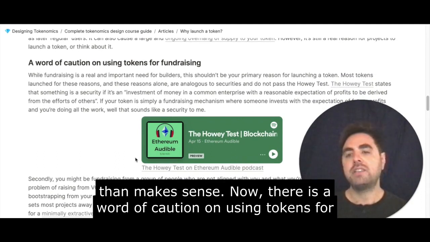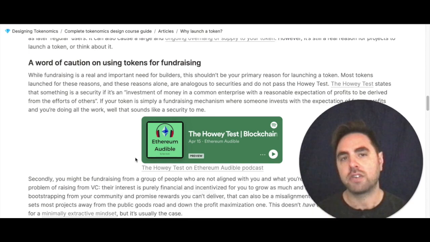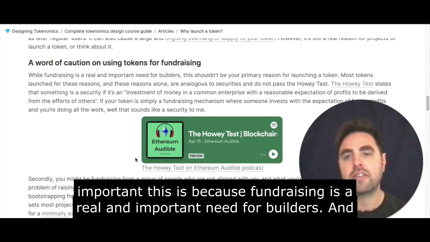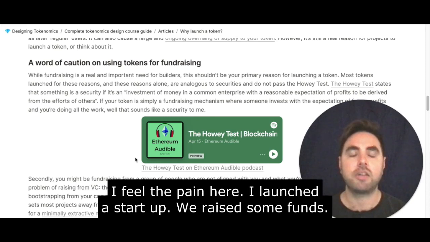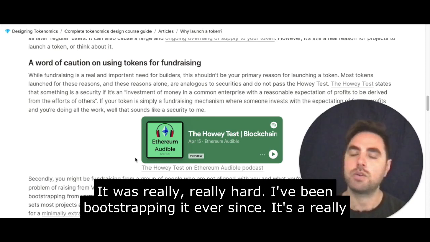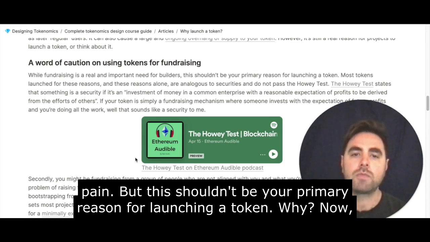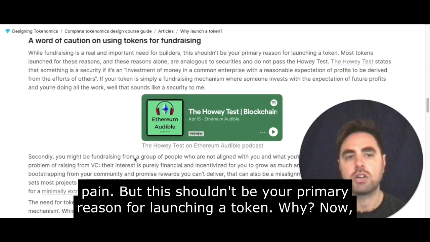Now, there is a word of caution on using tokens for fundraising that is really, really important. And I can't stress how important this is, because fundraising is a real and important need for builders, and I feel the pain here. I launched a startup, we raised some funds, it was really, really hard, and I've been bootstrapping it ever since. It's a really hard challenge to build something without fundraising. So I feel the pain, but this shouldn't be your primary reason for launching a token.